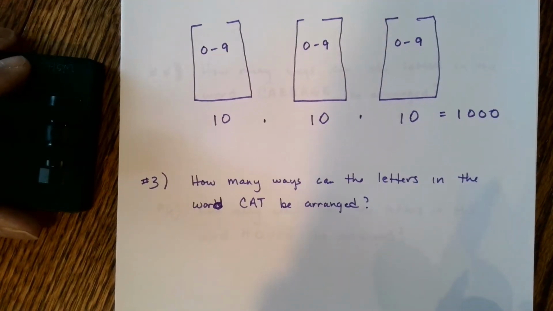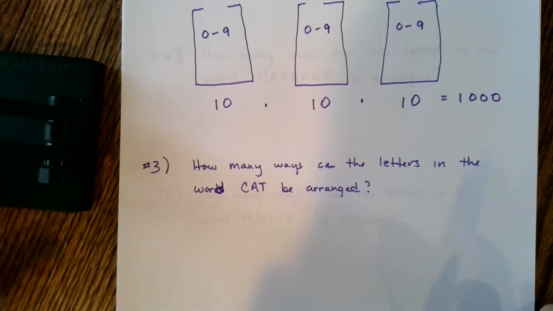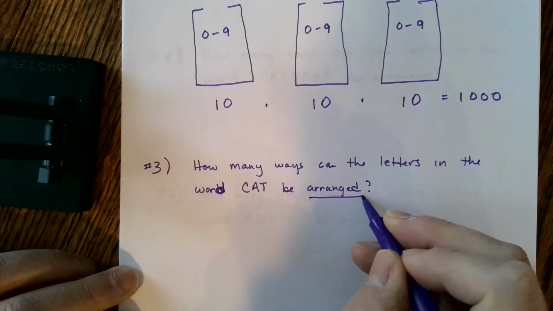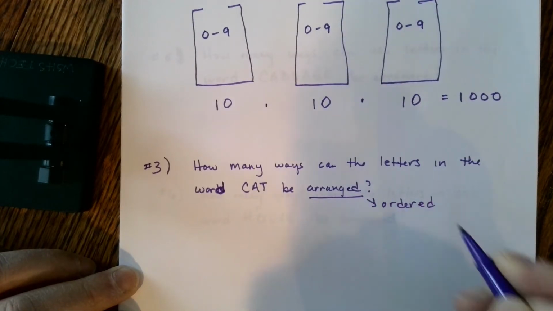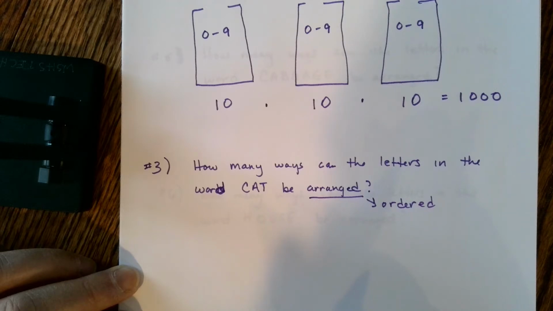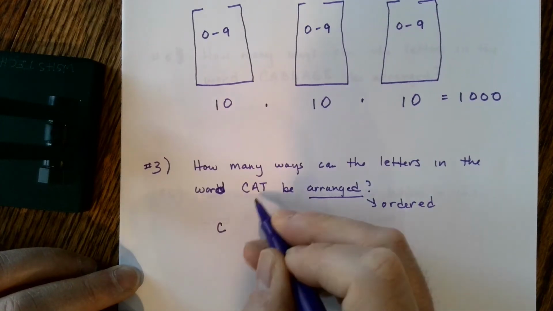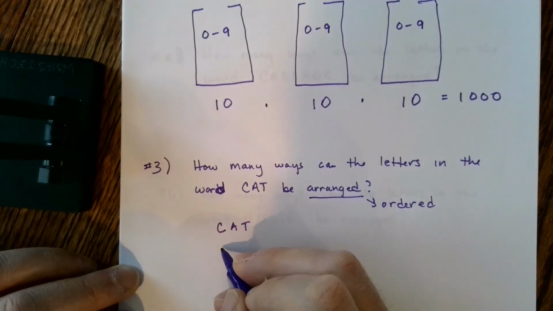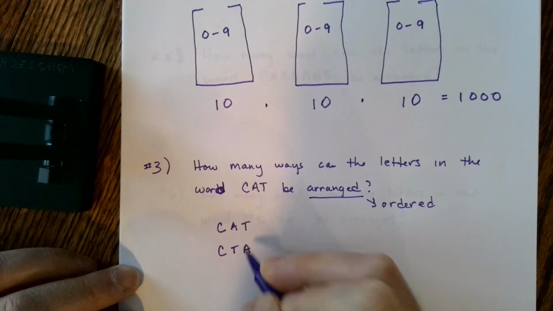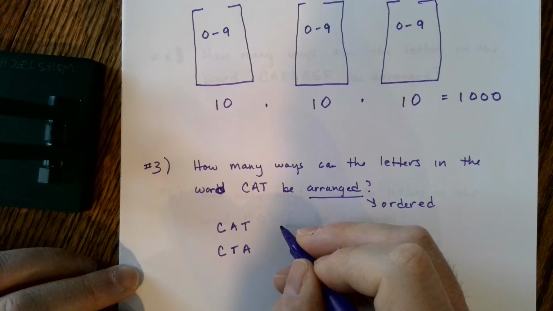In problem number 3, we're asked, how many ways can the letters in the word cat be arranged? Arranged means ordered, and that's going to become very important in just a minute. So we're asked, how many ways can the letters in the word cat be arranged? Well, let's just take a look at that pretty simply here. If I keep the first letter C, I can take the A and the T and place it. That's one arrangement. But if I take the T and the A and switch it around, well, that's another possible arrangement.